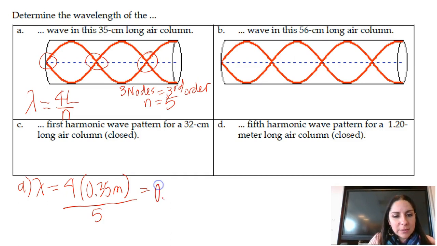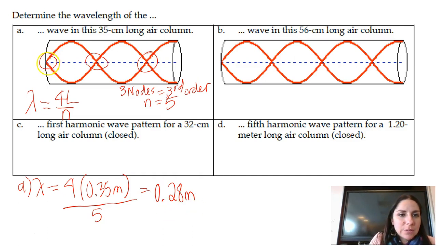The wavelength is 0.28 meters long. So let's take a look. I always like to check too. If you notice, the wavelength measurement is from here to here. Remember, we need one full up and one full down and back to the start. So this is one full wavelength right there.